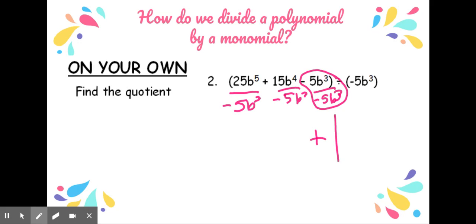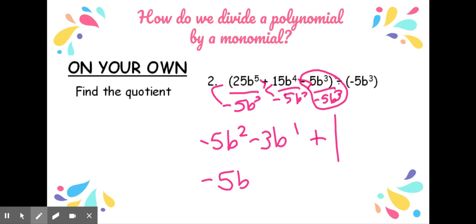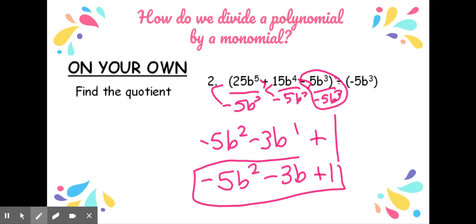So now we're just going to go to the beginning. 25 divided by negative 5 is negative 5. Keep your b, subtract your exponents. 5 minus 3 is 2. Now we have the next term. 15 divided by negative 5 is negative 3. Keep your b, subtract your exponents. 5 minus 3 is 1. I'm just going to clean it up, make it look prettier. We have negative 5b squared minus 3b. I don't need that one exponent, but I do need that one that we had for dividing something by itself. Okay? So pause the video, make sure you get that down.